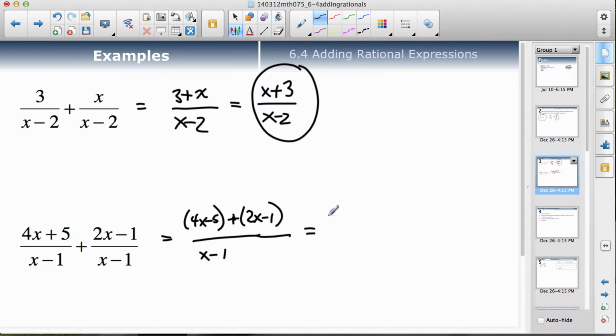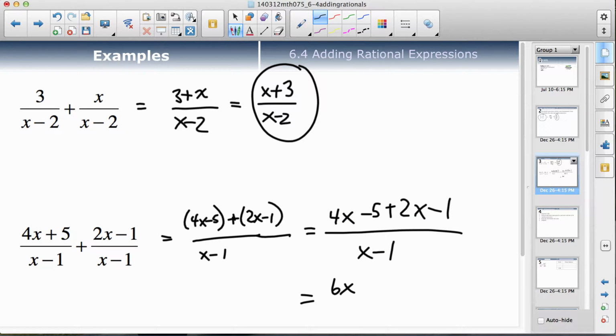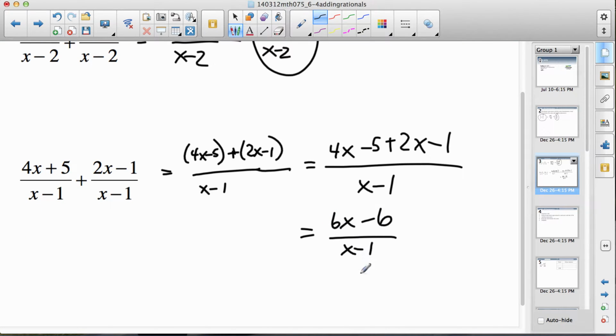Then I can drop the brackets, so I'll have 4x, take away 5, plus 2x, minus 1, all over x minus 1. And then if I add the x's together, I get 6x. Add this together, minus 5 minus 1 would be a minus 6, all over x minus 1. So that would be my simplification.